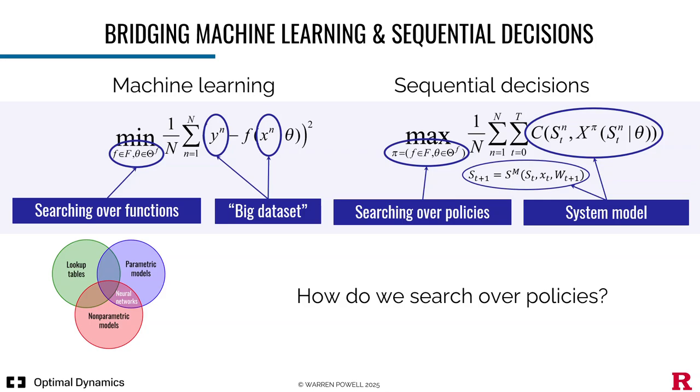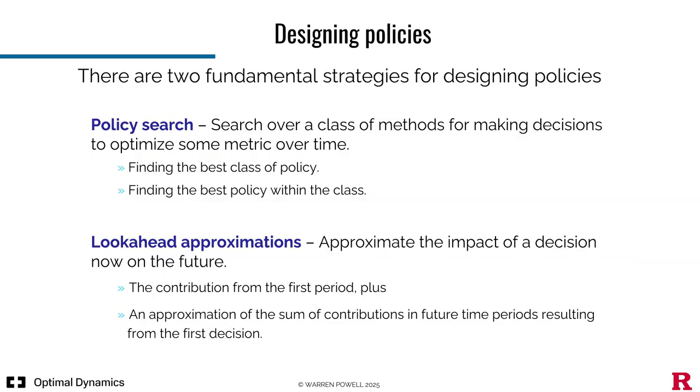So how do we search over policies? There are two fundamental strategies for designing policies. The first one I call the policy search strategy, and the second one is look-ahead approximations. Each of these two strategies can be divided into two classes, which create what I call the four classes of policies. Let's start with policy search.